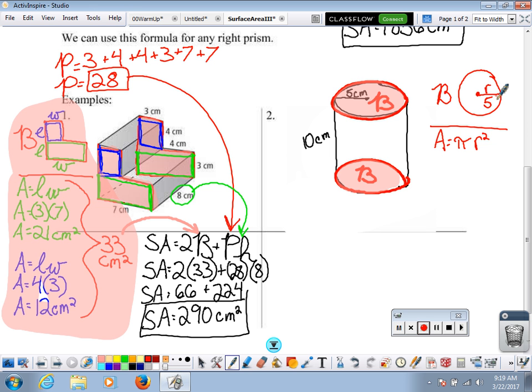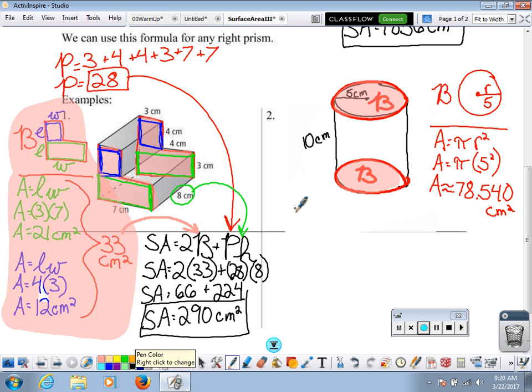5 centimeters. So the area of that circle is pi times 5 squared. And we'll probably need a calculator because pi is one of those crazy decimals. But if I do pi times 5 squared, I should get something around 80. Something close to 80. What do you get? 540? Okay. So that's the area of that capital B base.